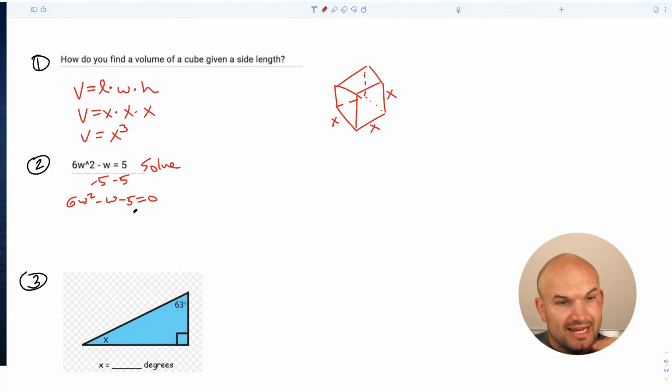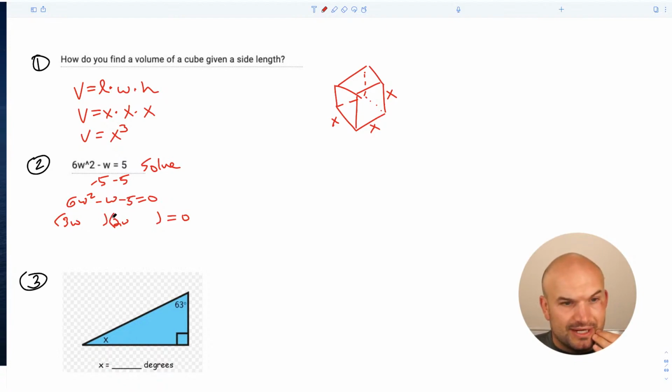Okay, so if this trinomial is factorable, that means I can break it up into a product of two binomials. All right, now I need to know what's going to multiply to give me a 6w squared. Now, most students will look at this as a 3w and a 2w, right? Because wouldn't you agree that 3w times 2w gives you a 6w squared? And then the last two numbers are going to multiply to give us a -5.